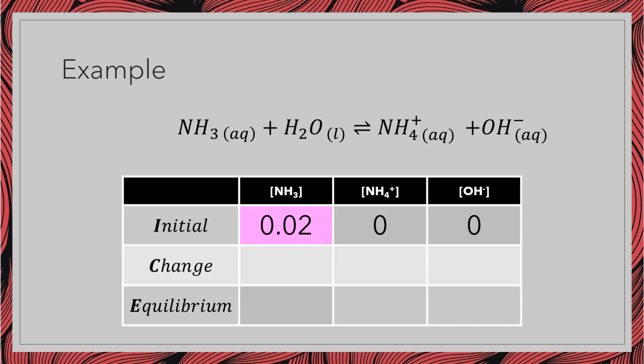We then set up an ICE table. We start off with 0.02 of ammonia, 0 of the NH4+, and 0 of the OH-.